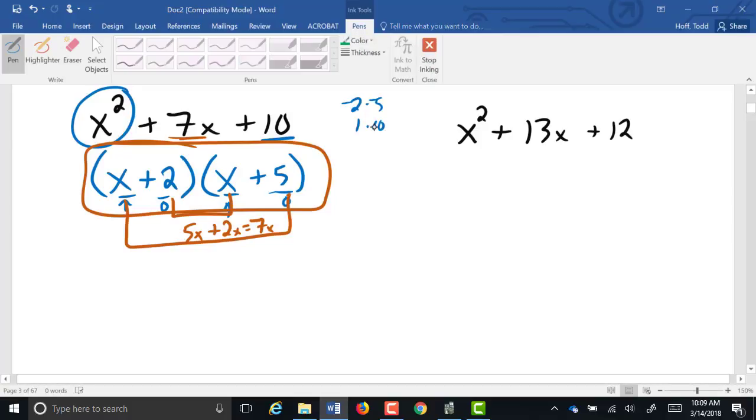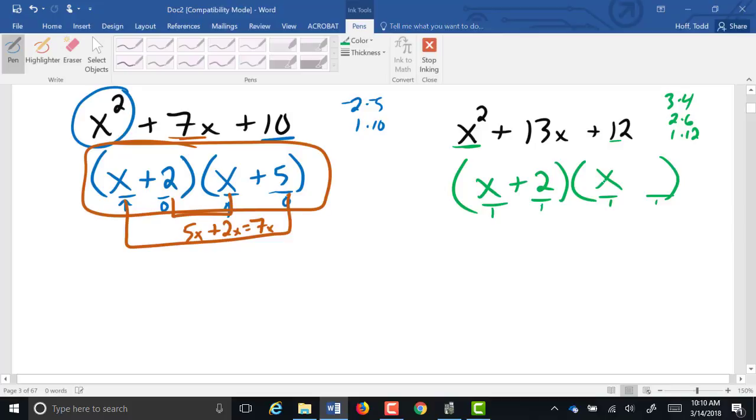So here, no common factors. So we go to this reverse multiplication. The first digits have to multiply to make x squared, so that's going to be x and x again. Last digits have to multiply to make 12, so that's going to be 3, 4, 2, 6, or 1 and 12. You want to try the 2 and the 6? Let's try the 2 and the 6.